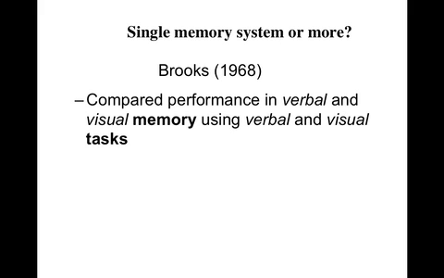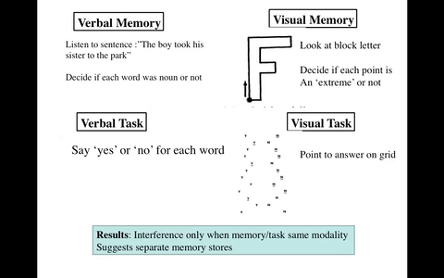So is short-term memory a single memory system, or is it multiple memory systems? It seems like there's visual memory. It seems like there's auditory memory. The question is, are these in fact distinct from one another? Brooks did a study where he compared performance in verbal and visual memory tasks using verbal and visual tasks. So let's see what these look like.